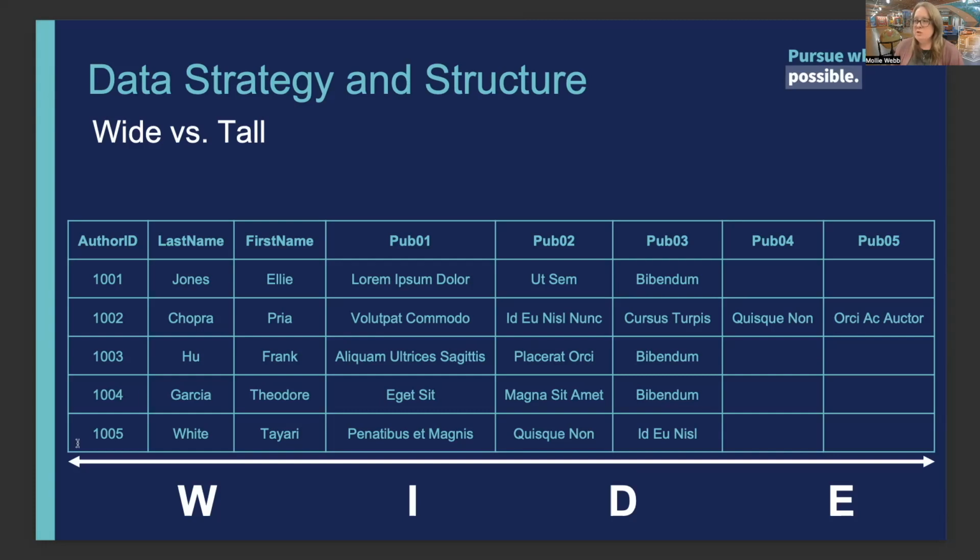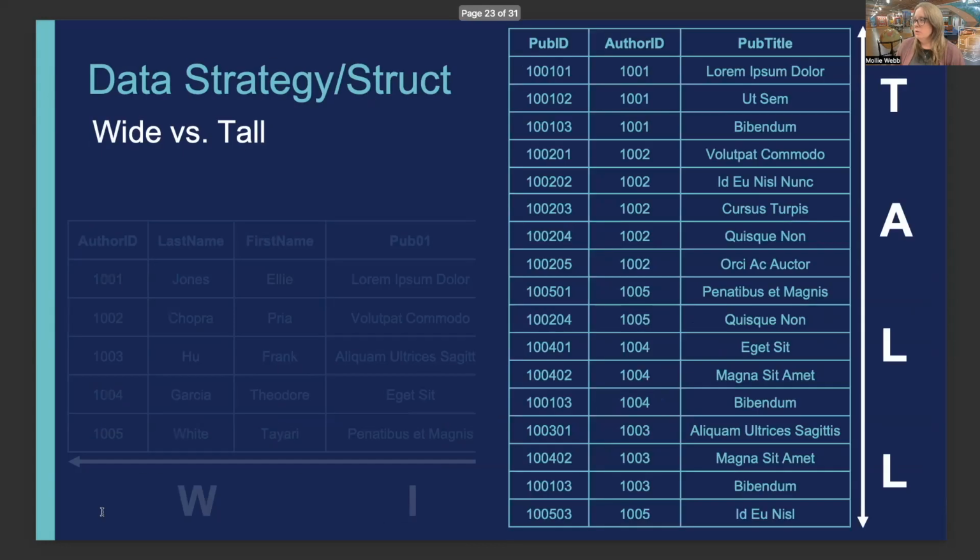So this brings us to the flip side, which is tall data. So in this table here, we're showing the same values, but this table has one record per publication and author combination and holds a unique ID for each of those unique combinations. It repeats the author ID values that could be linked back to a different table that is just authors.